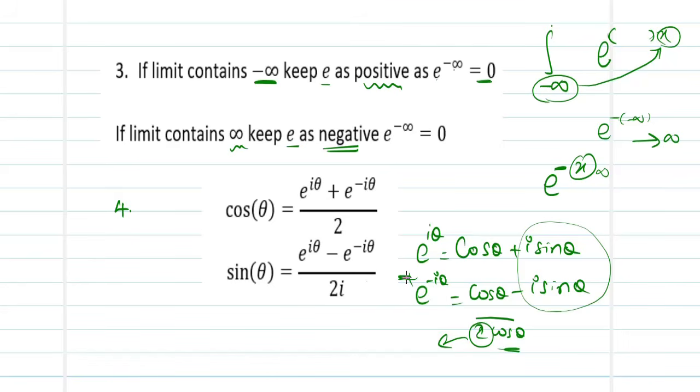I'll have to subtract this equation. When I subtract, what will happen? Cos will cancel off and you will have 2i times sin theta, and since you want sin theta alone, what has to be divided by? It has to be divided by 2i. So the conversion for cos theta will be e power i theta plus e power minus i theta divided by 2, and the conversion for sin theta will be e power i theta minus e power minus i theta divided by 2i.